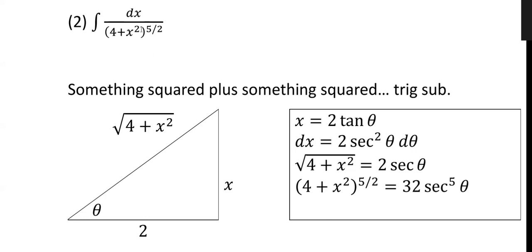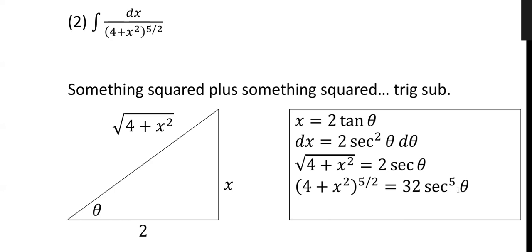Okay, and then we can get this bottom term in terms of theta as well, because the square root of 4 plus x squared is 2 secant theta. Now we just fifth power both sides, because by properties of exponents, we get this up here. So (4 plus x squared) to the 5/2 power is this side to the fifth power, so 32 secant to the fifth theta.